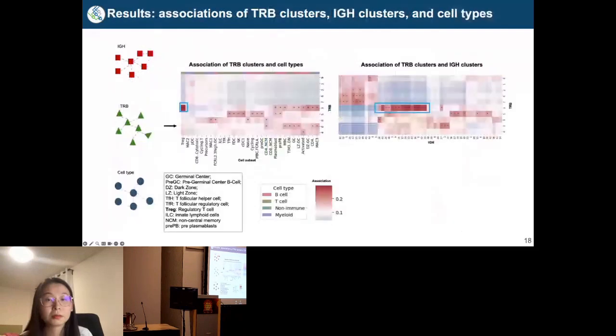Here are some results. We integrated the IgH, TRB, and cell type layers and ran the framework. As you can see from the heat map, we found a significant association between regulatory T cells and TRB cluster 3. In addition, we found TRB cluster 3 is associated with a group of IgH clusters, from the heat map on the right side.